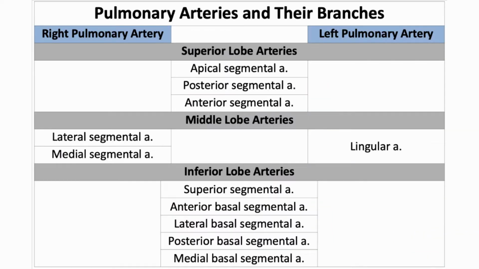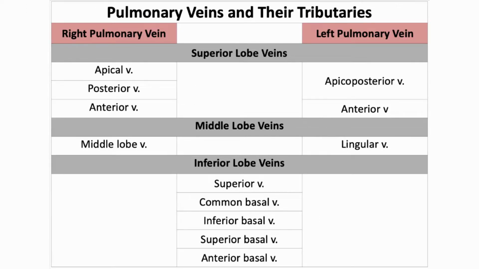Here's a table summarizing the pulmonary arteries and their branches. Right now would be a good time to take a screenshot or write this down for reference throughout the video. Here's a similar table for the pulmonary veins and their tributaries.